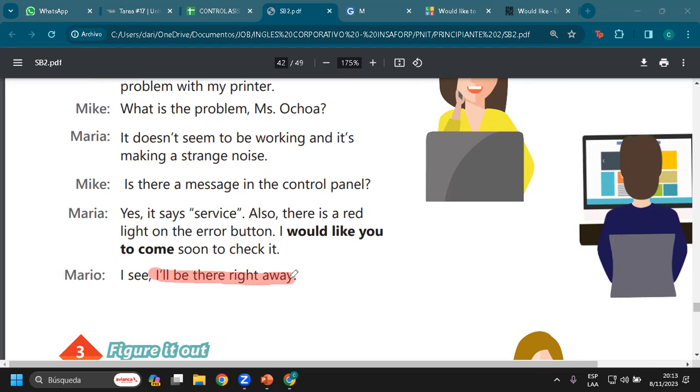I'll be there right away. ¿Qué significa eso? I'll be there right away. Any idea? Eso es como cuando decimos voy para allá, o ya voy a estar ahí. I'll be there right away. Es como ya voy. Ahorita llego. Okay? So that is the solution. Ahora, ¿podemos ver oraciones con would like to?